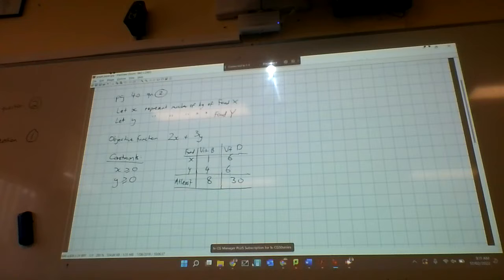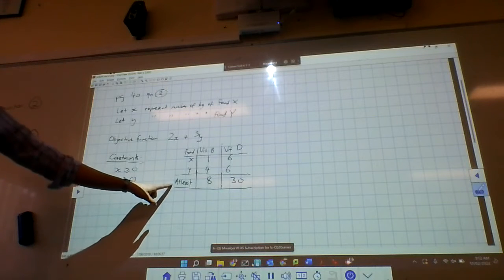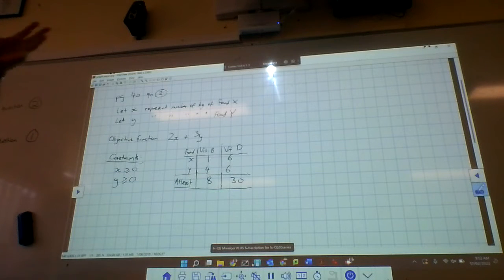So 8 is the minimum, so it has to be at least. Is it greater than or less than? Because it's at least 8, therefore it's greater than or equal to 8. 1x plus 4y is greater than or equal to 8. I think you got it. All right. Someone in the front row's got it.